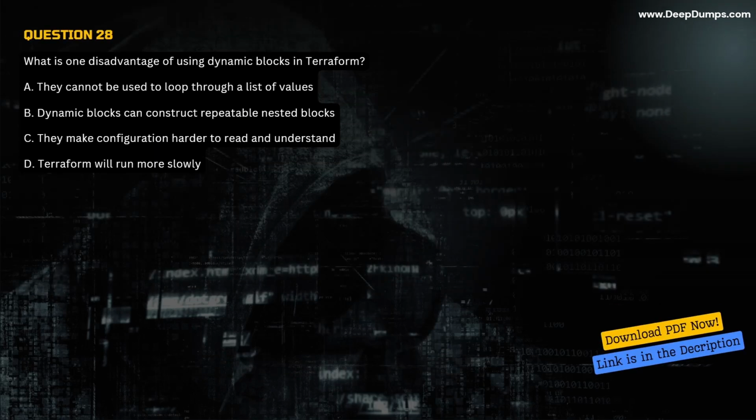Question 28. What is one disadvantage of using dynamic blocks in Terraform? A. They cannot be used to loop through a list of values. B. Dynamic blocks can construct repeatable nested blocks. C. They make configuration harder to read and understand. D. Terraform will run more slowly.